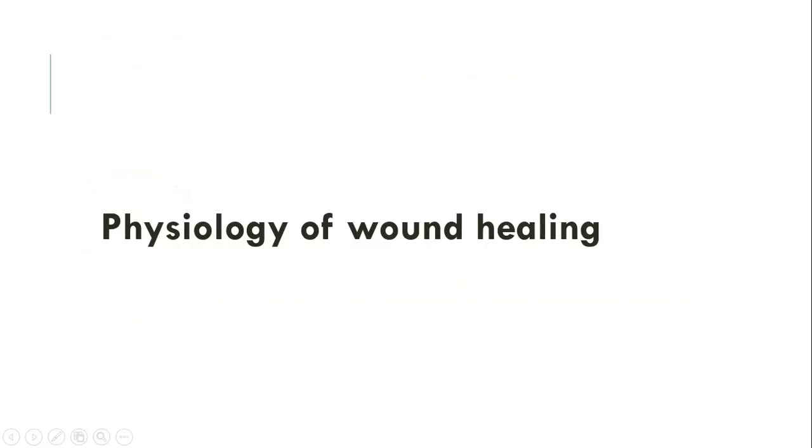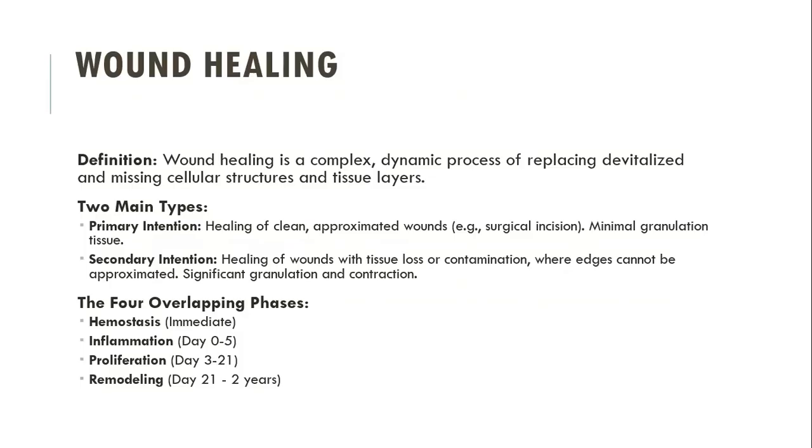Now we come to the physiology of wound healing. Wound healing is a complex, dynamic process of replacing the devitalized or missing cellular structures and tissue layers. So it is basically a process of replacing that damaged layer or structure in the skin. There are two main types.